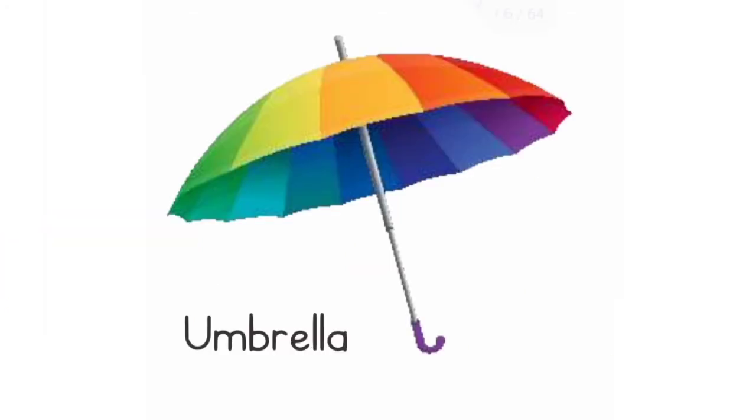Okay, now let's learn some words which start with alphabet U. Capital U, small u. U for umbrella.